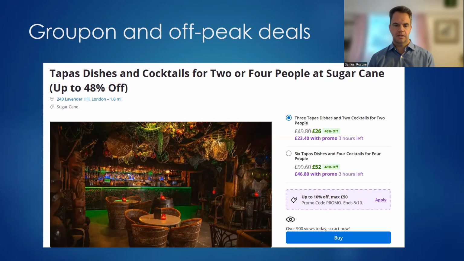You can see here for this Spanish restaurant, tapas dishes and cocktails for 2 or 4 people at this particular cafe, and you can get up to 48% off if you come with 3. You buy these 3 dishes, and we'll give you up to 10% off, maximum 50 quid, and you can see all the different discounts here. So basically what they're trying to do is encourage demand, and make sure that you buy that Groupon as quickly as possible so they can bring people in during quieter times.